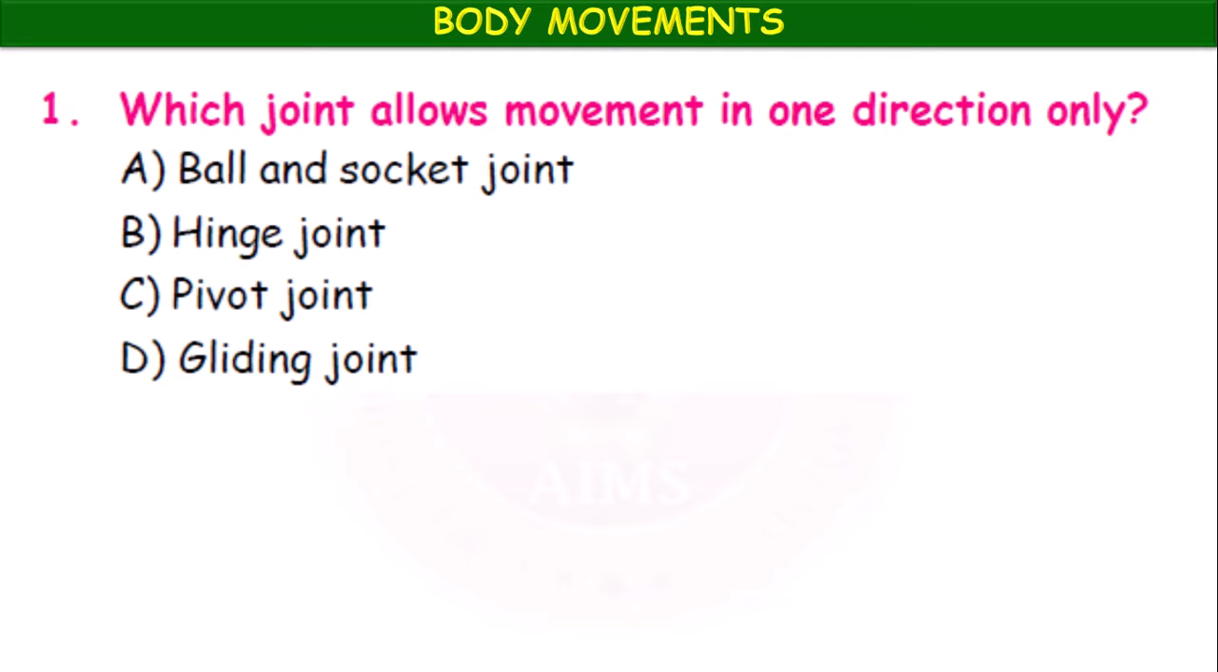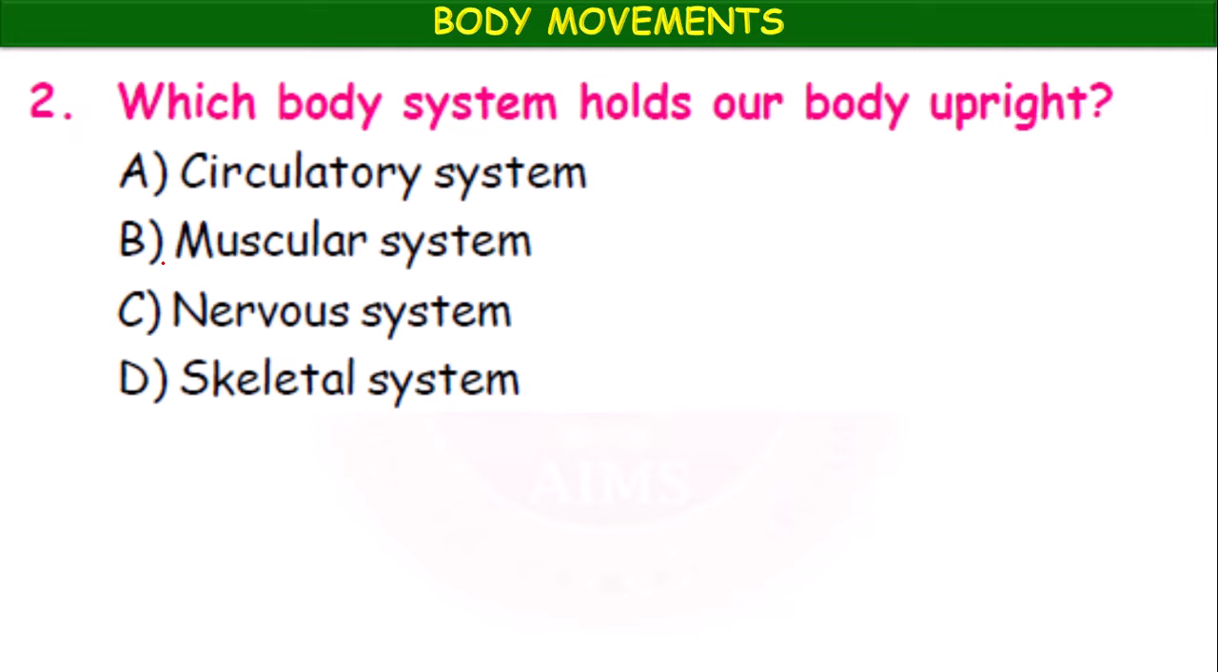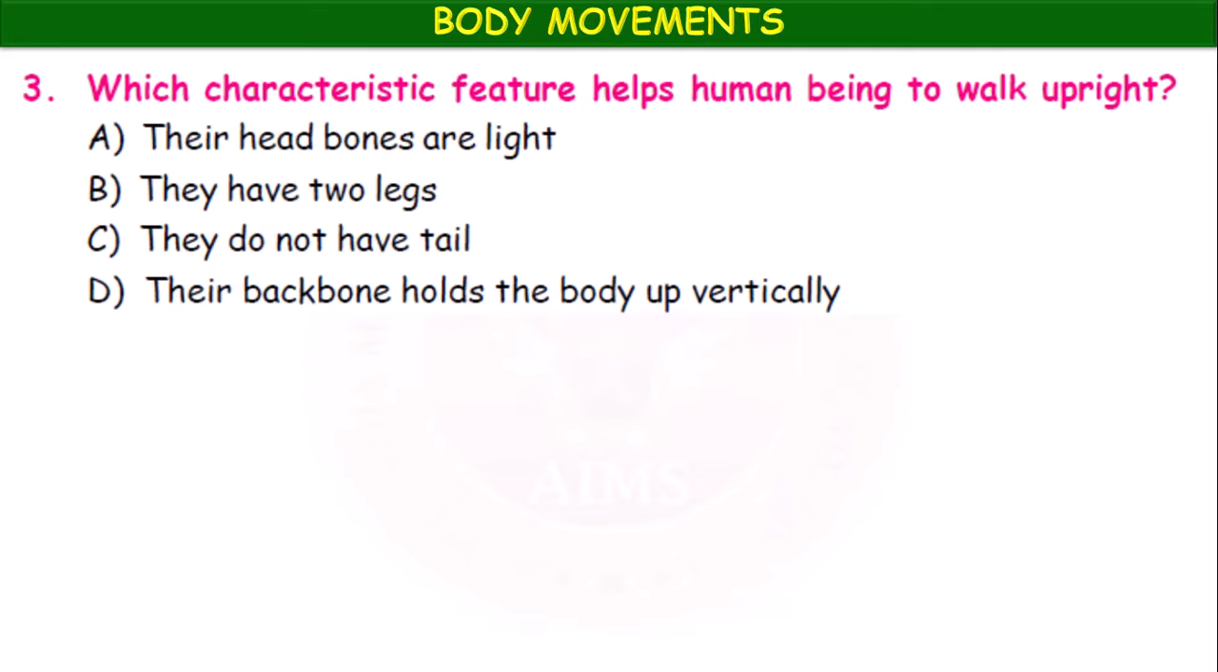The first question: which joint allows movement in one direction only? Ball and socket joint, hinge joint, pivot joint, gliding joint. It is the hinge joint which allows movement only in one direction. Okay. Which body system holds our body upright? Circulatory system, muscular system, nervous system, skeleton system. Holds our body upright means position. The support is given by the skeleton system.